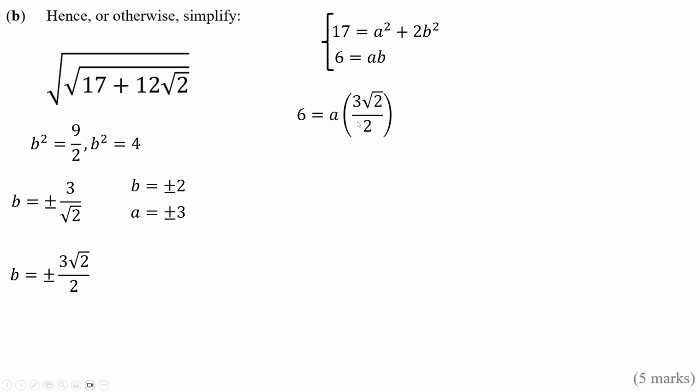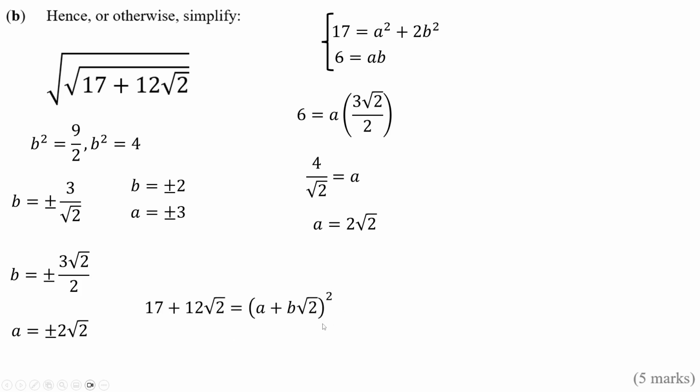If we go with the positive solution first, multiply by 2, divide by 3 root 2, you'll get a equals 4 over root 2, or just 2 root 2. And then if you plug in the negative solution, you'll get the same thing but the negative version of it, so it actually equals plus or minus 2 root 2. You can just plug in minus 3 root 2 over 2 to find out what it is. It'll be minus 2 root 2. Obviously the positive goes with the positive and the negative goes with the negative. And now we've got what a equals and what b equals.